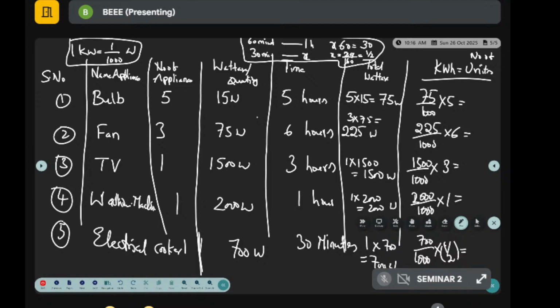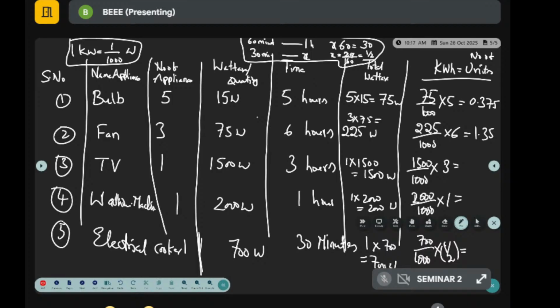75 by 1000 into 5 is 0.375 units. You may call it 0.375 units or 0.375 kilowatt hour. Why? Because 1 unit is equal to 1 kWh. Next, 225 divided by 1000 into 6 is 1.35 units, or 1.35 kilowatt hour.